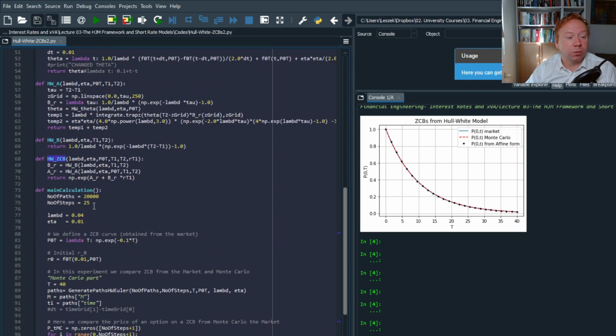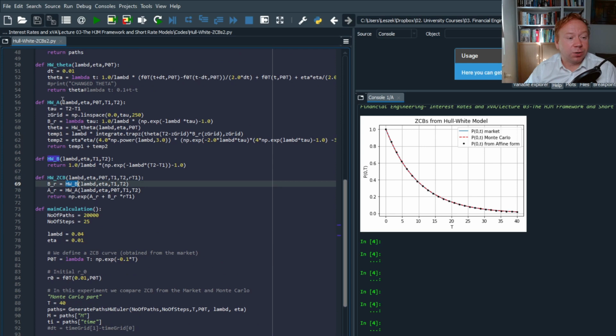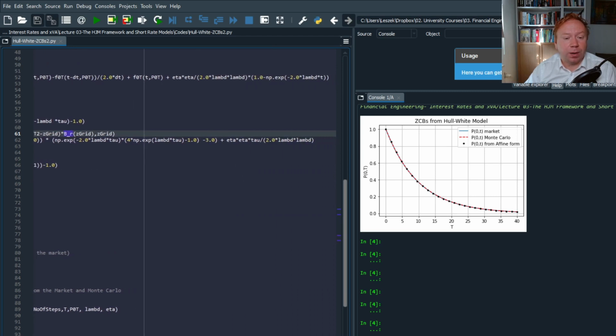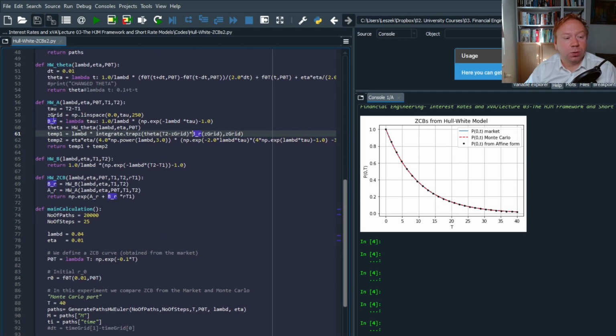This zero coupon bond, as you can see here, involves two functions, B(r) and A(r), and those functions are defined as shown on the slide. If we look at A, we have times t1, t2. We define some grid; this grid is necessary for the integral. Then the B(r) function is just the one that we have for B. And then I perform trapezoidal integration over the function theta multiplied with this B(r). This means that for every t1 and t2, this expression is determined.